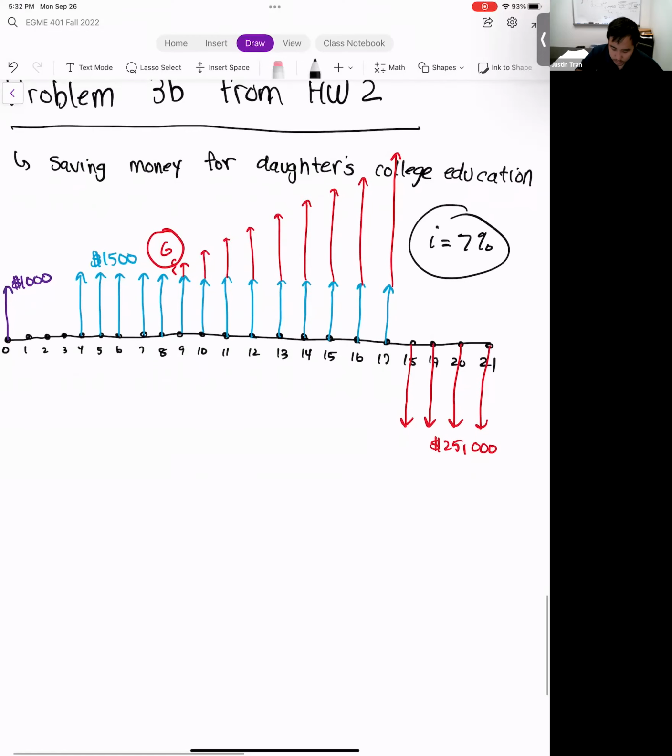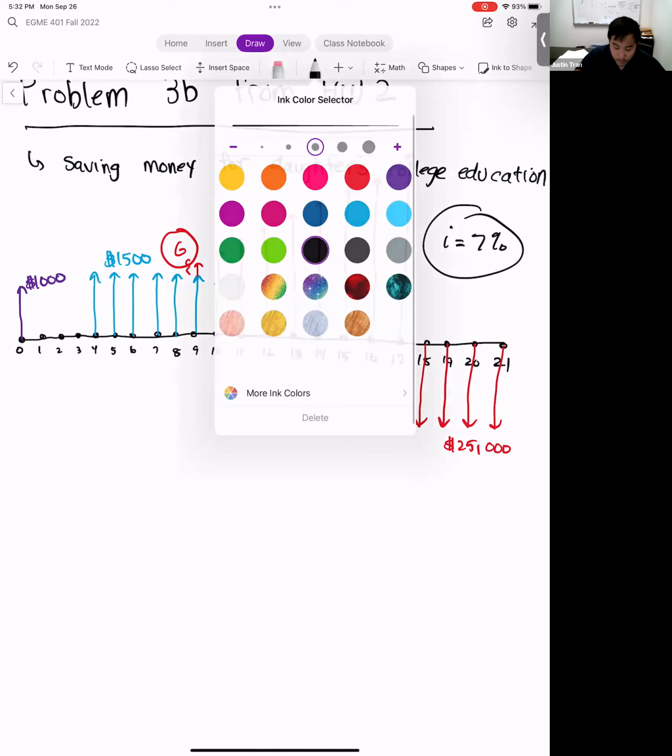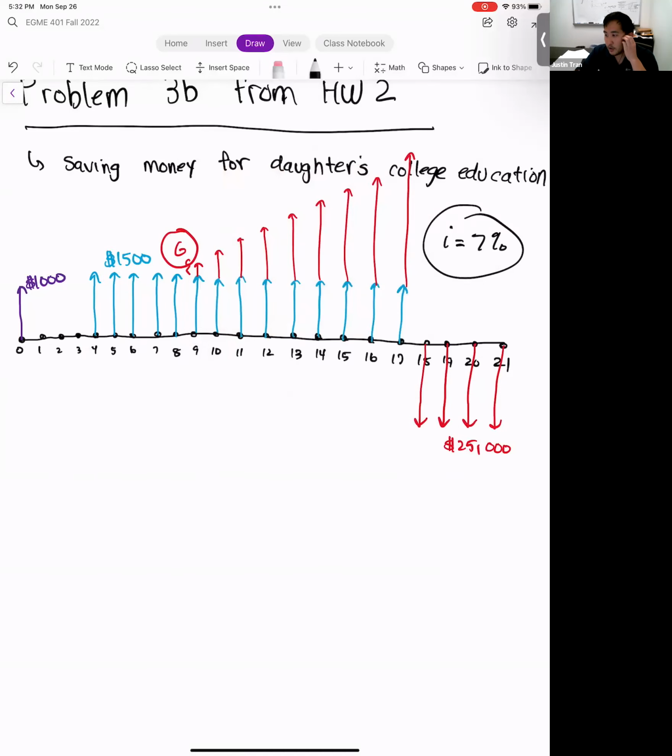Okay. All right, so there's a lot going on in that problem, but it's good to draw it out. It looks like in the homework solutions I didn't post the cash flow diagram, so this is good to visualize, to act as an aid.